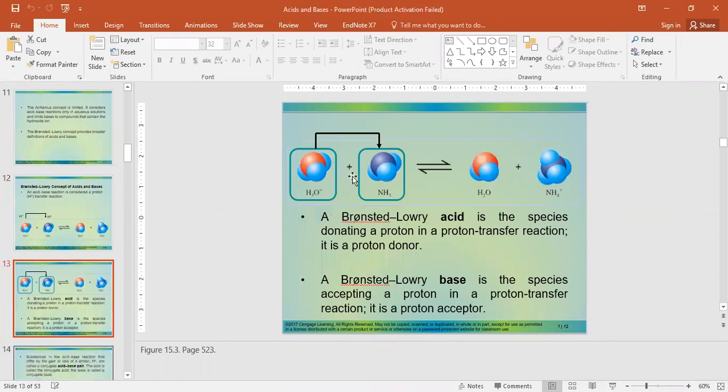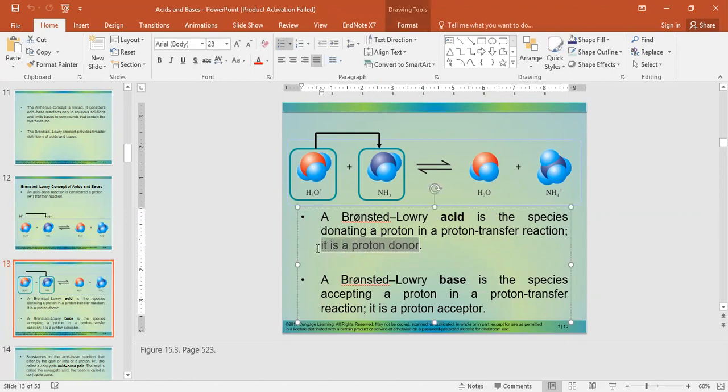You can also see here it being explained further. And we can see that this hydronium ion here has donated a proton to the ammonia. Now, the donation of a proton to ammonia is actually a complete transfer of a proton from the acid to the base. And therefore, we can say that the acid is the species that donates the proton in a proton transfer reaction. We can also say that it is a proton donor.